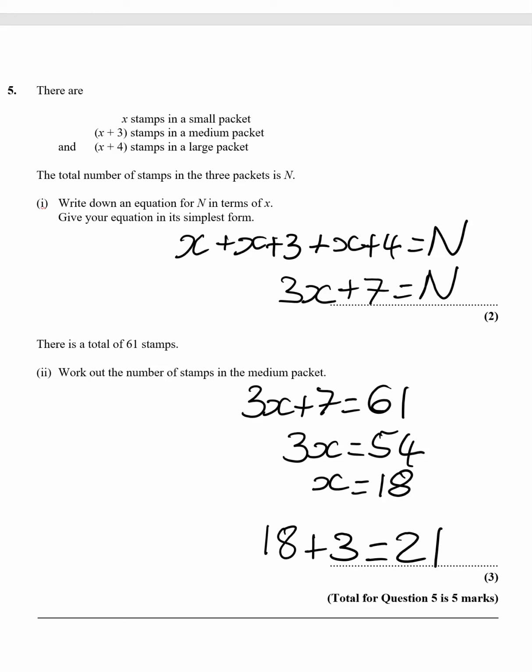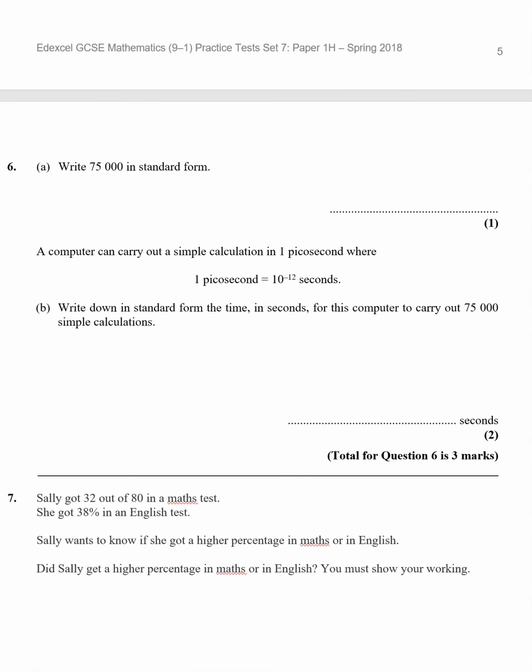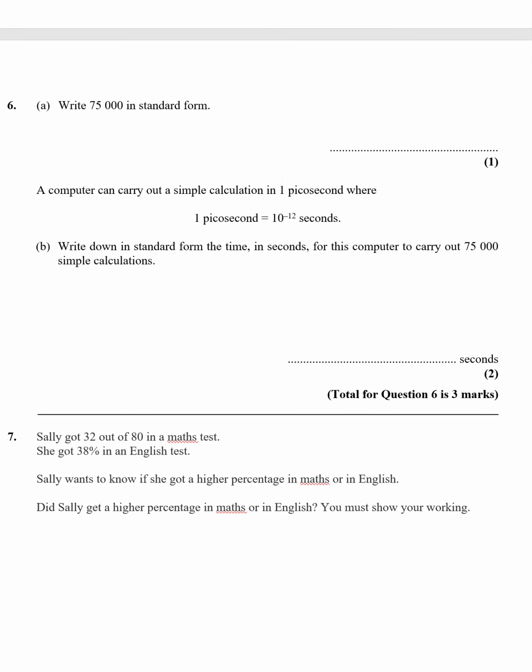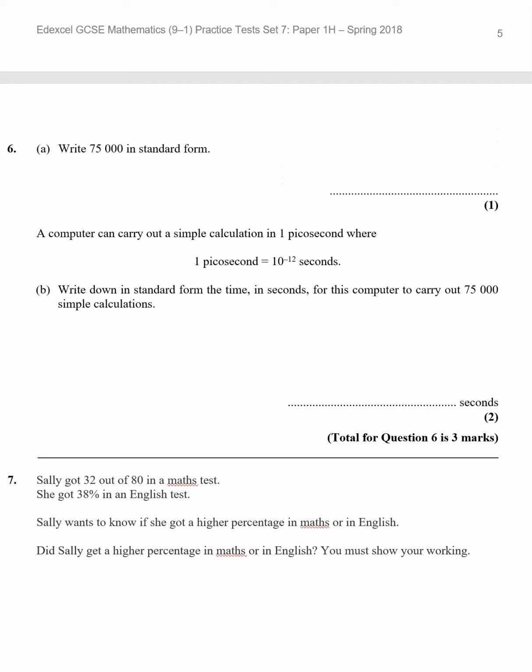Okay, next one. Standard form. Write 75,000 in standard form. 7.5 times 10 to the 1, 2, 3, 4.